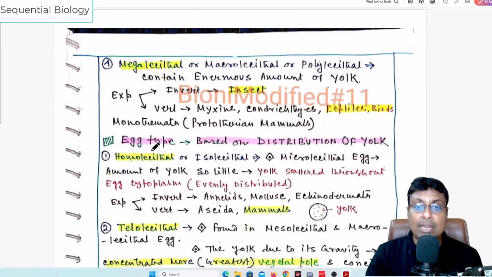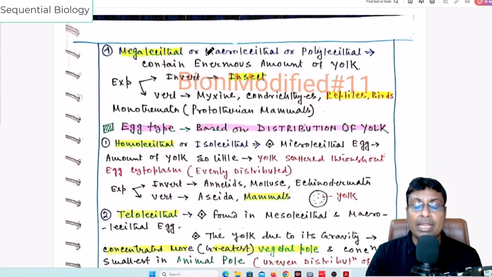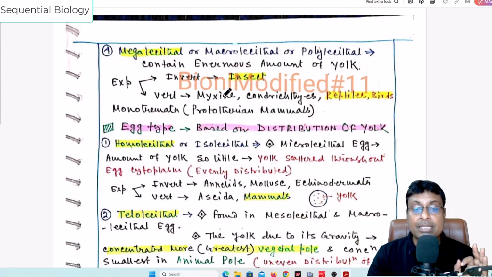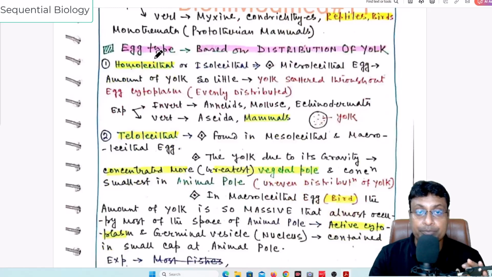Next, the megalecithal or macrolecithal or polylecithal egg contains an enormous amount of yolk. In invertebrates like insects, an enormous amount of yolk is present in the egg, and a huge amount of yolk can also be found in reptiles and birds. So reptile and bird eggs are megalecithal eggs, and apart from reptiles and birds, the myxine, chondrichthyes and the monotremata eggs are also megalecithal type.